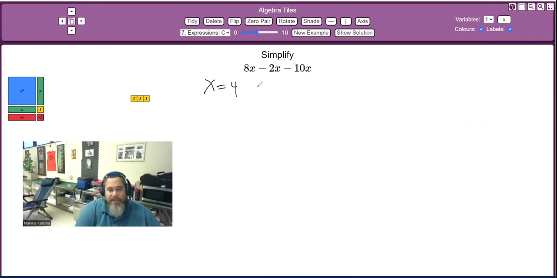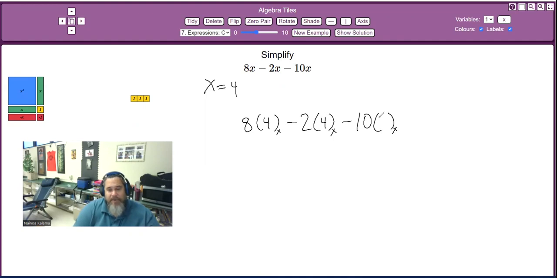plug in 4. Sometimes when I do an expression, I like to do it like this. I like to go boom, boom, and I'll put a little note here. In math, you do a little subscript. It's just a note. It has no value. It's just for you to remember stuff. Right now, I'm just remembering that that's where my x is going to go. So I have 8 minus 2 times something, which is that x, minus 10 times something, which is that x.